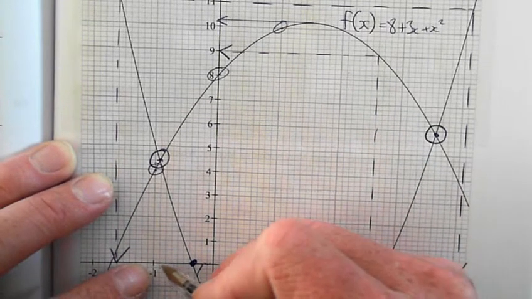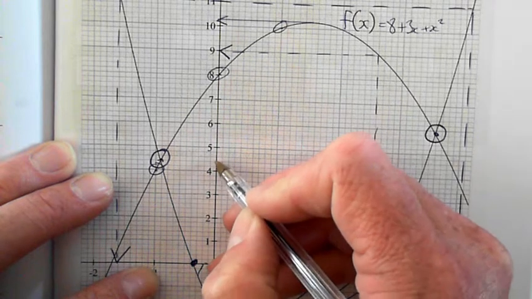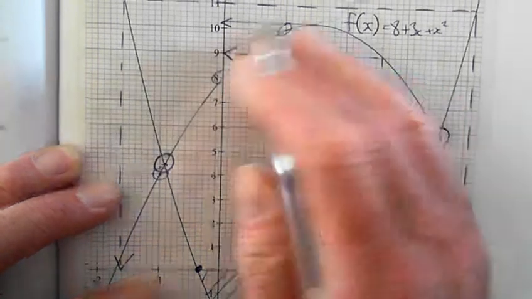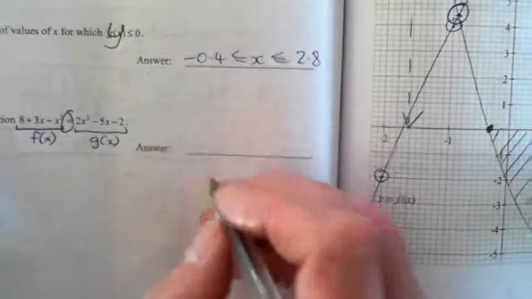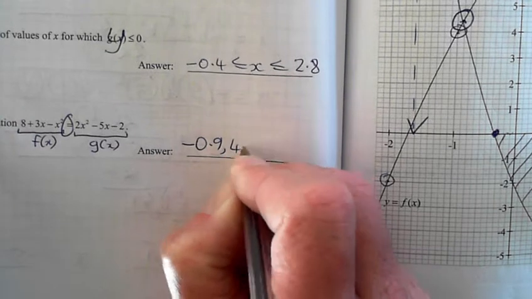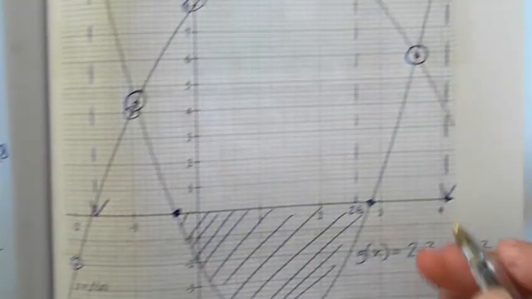So that's minus 0.9, comma 4.4, is one coordinate, and then the other coordinate over there.